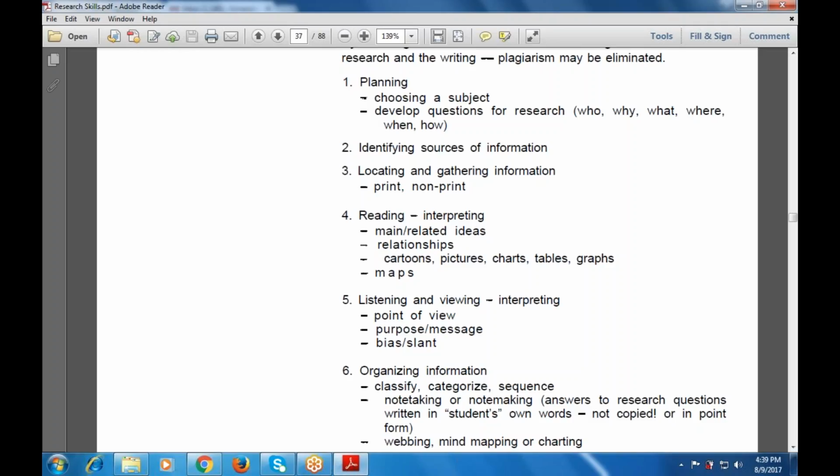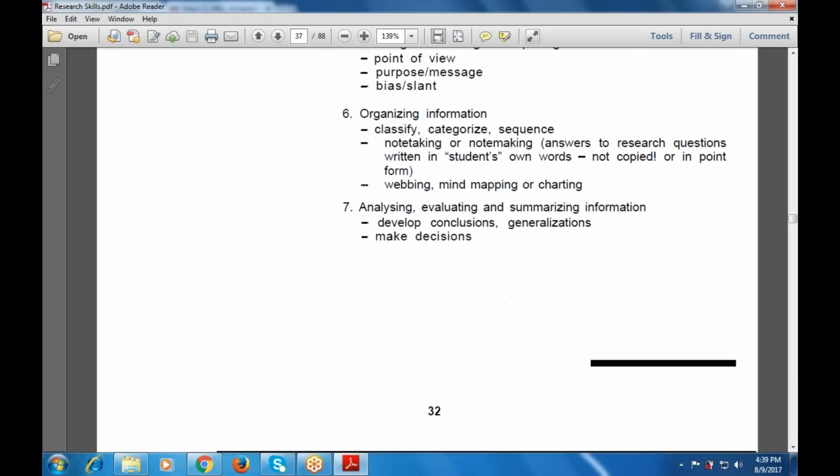Then note making or note taking, either supply the questions orally and one has to write the answers. So answers to research questions are written in the student's own words, not copied words or in point form. Then webbing, mind mapping or charting, that is also used for organizing information.